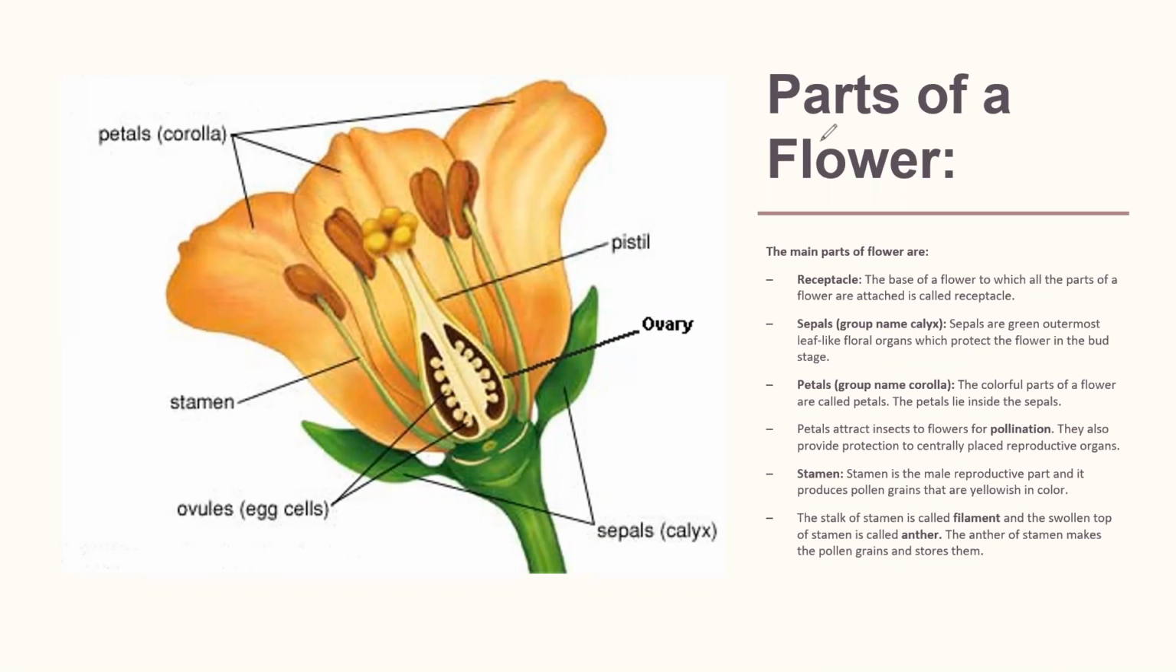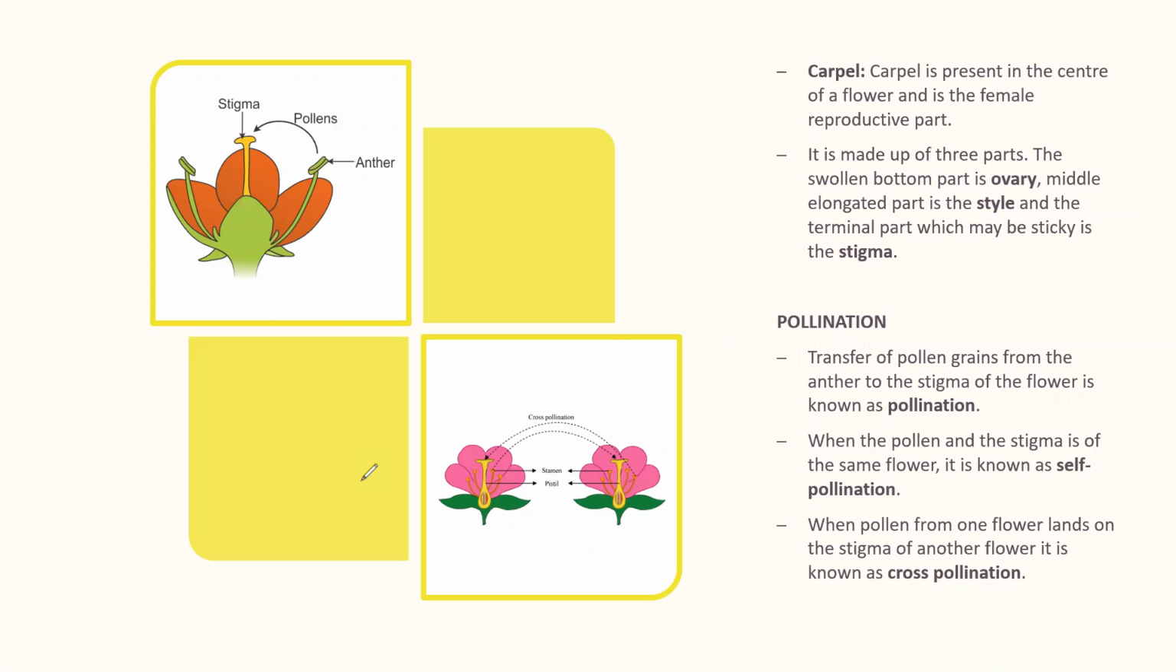Stamen. Stamen is a male reproductive part and it produces pollen grains that are yellow in color. The stalk of the stamen is called filament and the swollen top is known as anther. Anther of the stamen makes the pollen grains and stores them. Then comes the carpel. Carpel is present in the center of the flower and is the female reproductive part. Carpel is also known as pistil. It is made up of three parts. The swollen bottom part is ovary, the middle elongated part is a style, and the terminal part, which may be sticky, is known as stigma.